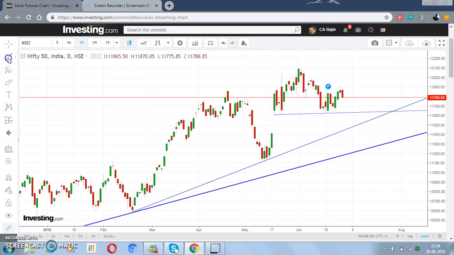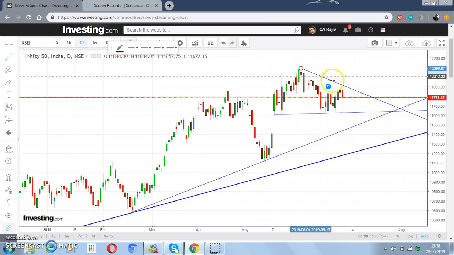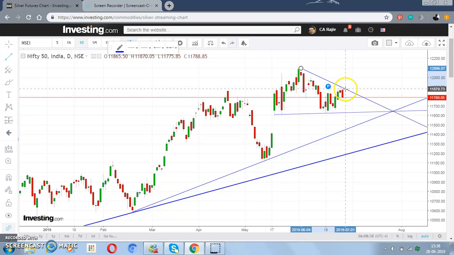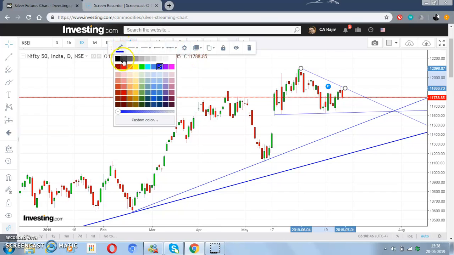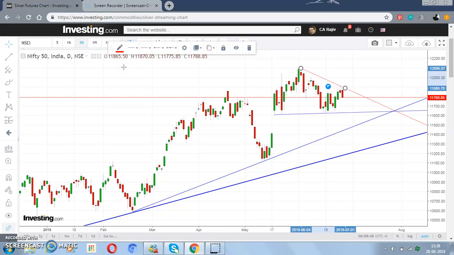Now let us look at the structure on the opposite side. So I will draw a falling trend line. A falling trend line gives us indications of a resistance. So this is a falling trend line which I have drawn, and since it is a resistance line, I will color it red. So this is the red colored resistance line.